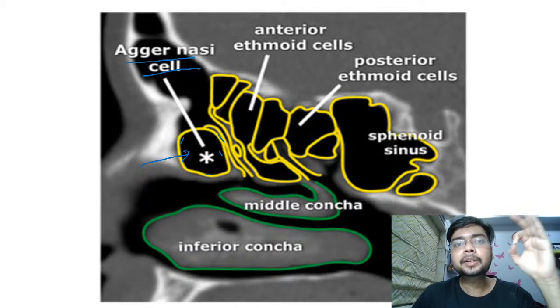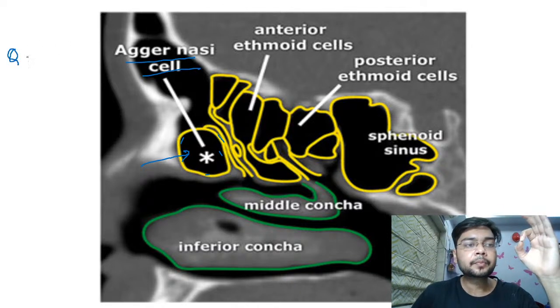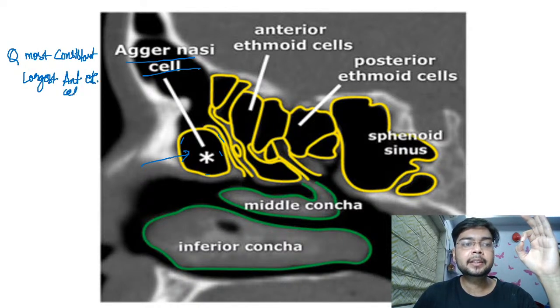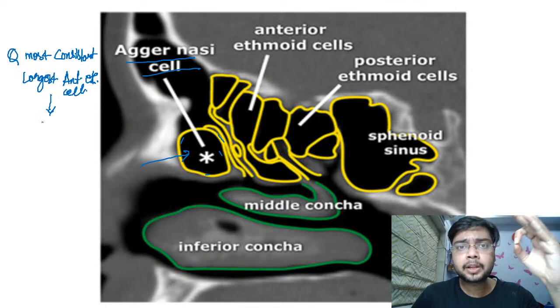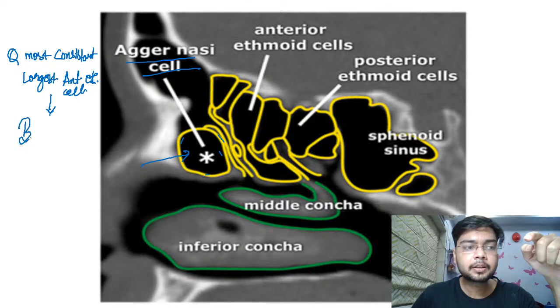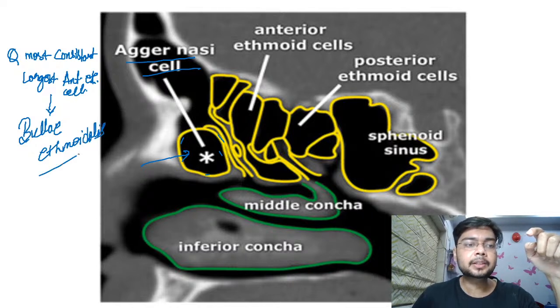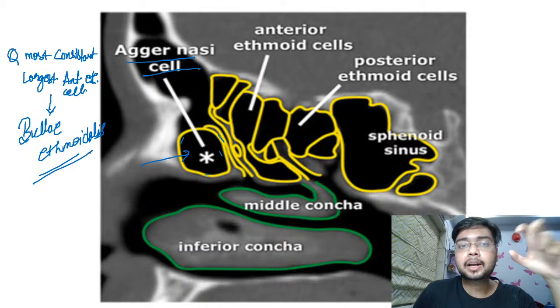Now the point to note here is, if they ask you the most consistent or largest anterior ethmoidal cell, the answer will change. Can you let me know the answer in your comment? I know that your brain knows this. Yes, it is bulla ethmoidalis. So bulla ethmoidalis is the most constant, or you can say the largest, anterior ethmoidal air cell, right?